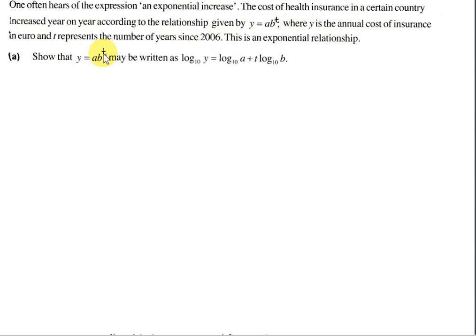We want to show that y equals a b to the power of t may be written as log to the base 10 of y equals log to the base 10 of a plus t log to the base 10 of b. Now we saw that in the previous example, in the carbon dating example actually, where the log of both sides of the exponential function was taken. Now in this case we're taking log to the base 10 of both sides. So I take log to the base 10 of y, and that must equal log to the base 10 of a times b to the power of t. In the carbon dating example we took log to the base e or ln of both sides, but it's the same idea as here. We'll be applying the same laws of logs.